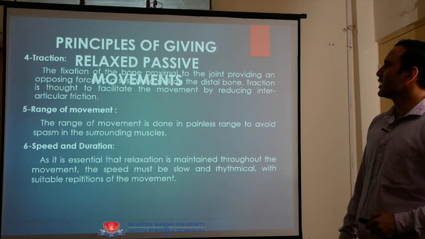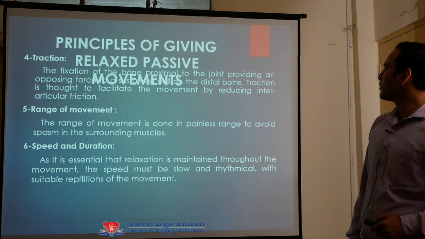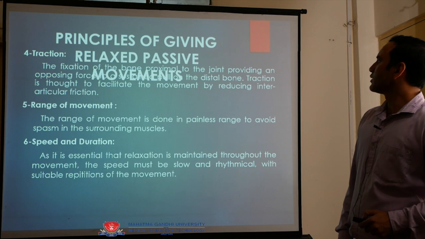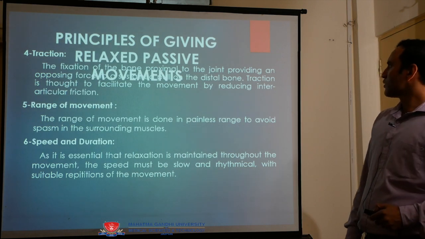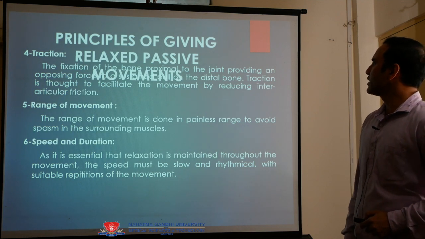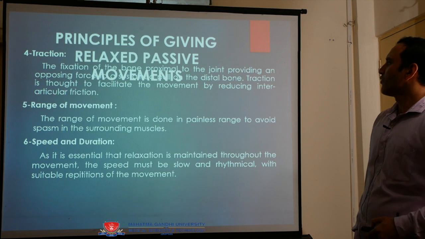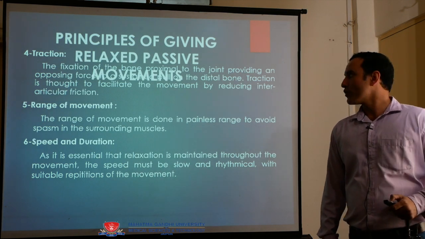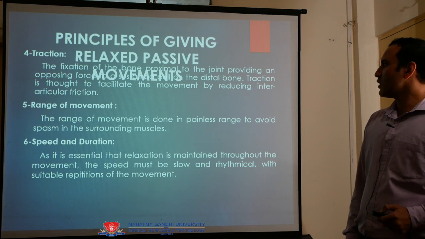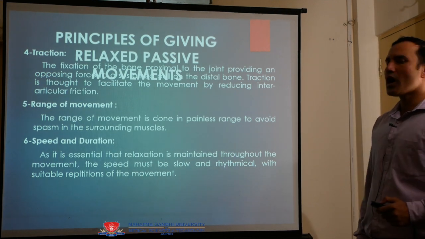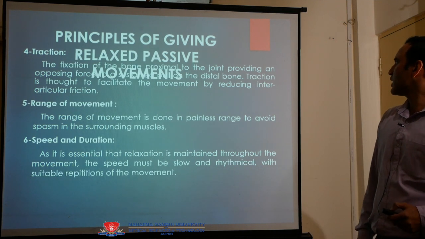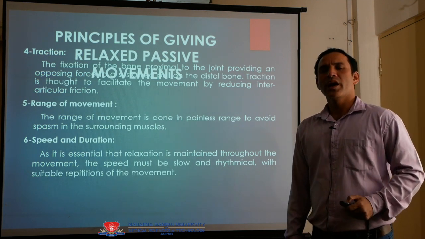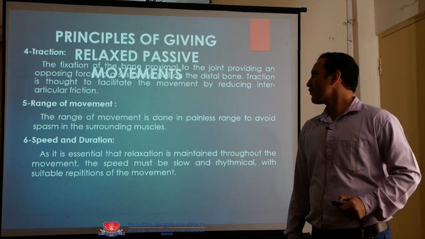Then next is traction. The fixation of the bone proximal to the joint provides an opposing force and a sustained pull on the distal bone. Traction is thought to facilitate the movement by reducing interarticular friction. So while we are giving passive movement, first we have to produce traction. So what will traction do? It will increase the joint space and reduce the articular friction, that is interarticular friction. So the movement can be easily produced and there will not be any restriction to the movement if friction is reduced.